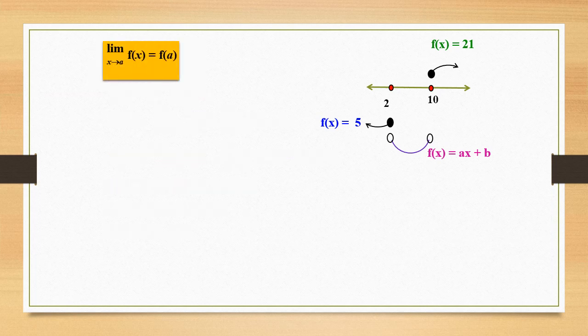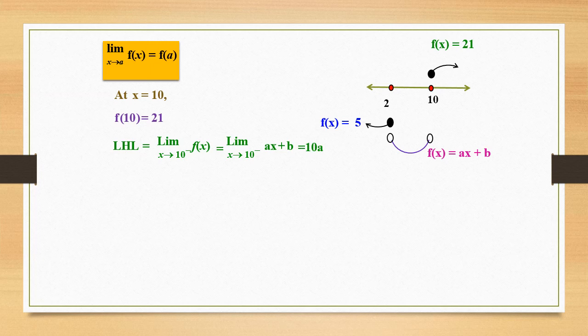Then we will calculate the values at 10. So at x is equal to 10, the functional value f of 10 will be equal to 21. LHL will be equal to limit of f of x as x tends to 10 minus, which is ax plus b. So on simplifying, we get 10a plus b. Next, RHL, limit of f of x as x tends to 10 plus, it is 21. So the limiting value is 21.